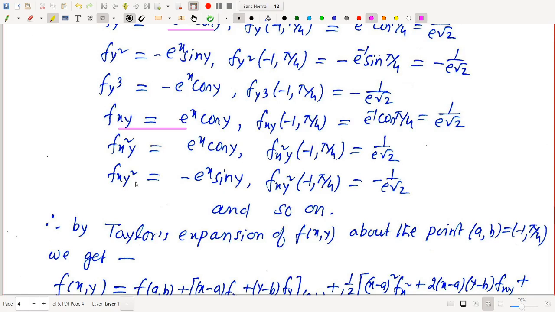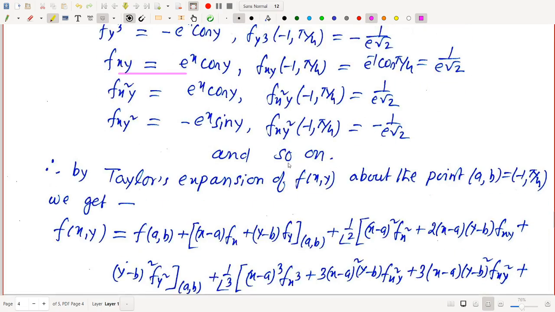Same. Then fxy² means the fxy line if we differentiate with respect to y. So cos y will be minus sin y. So there is a minus sign in the answer. Others are same. Values are all same numerically. Change of sign only. And so on.